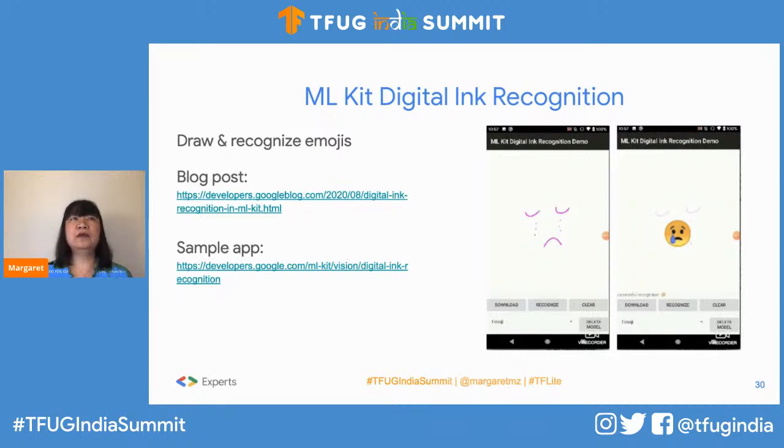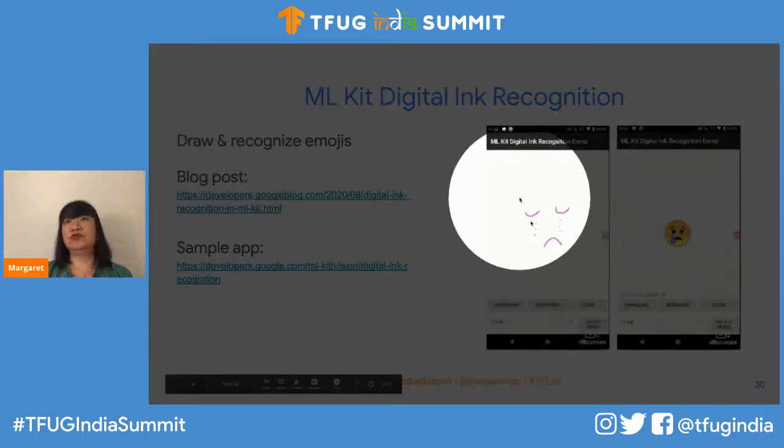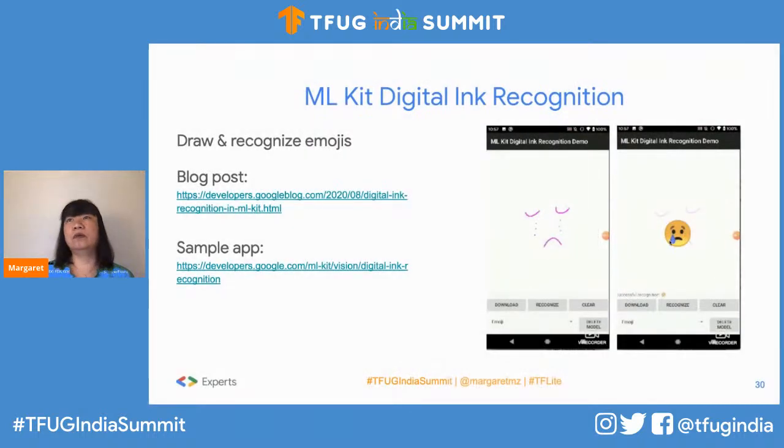And it can do more than just emoji. So I put an example here. You can draw a face, and then the model will identify, okay, that is a crying face emoji.